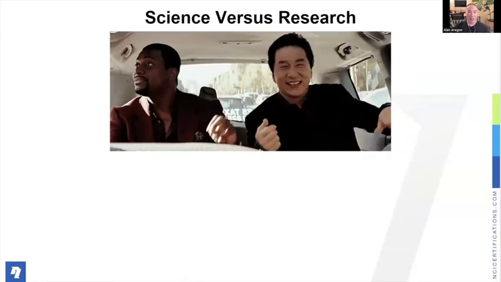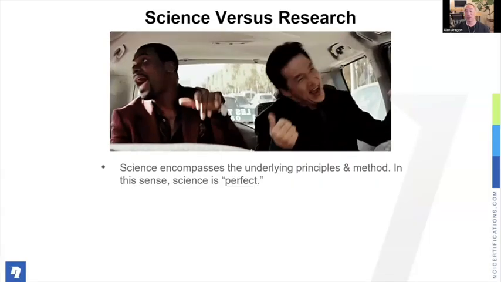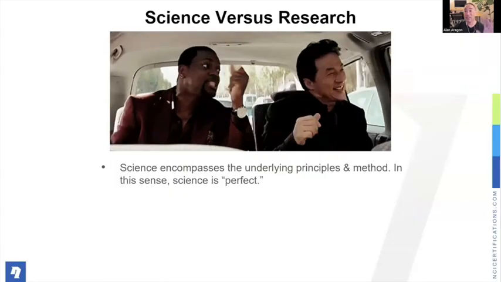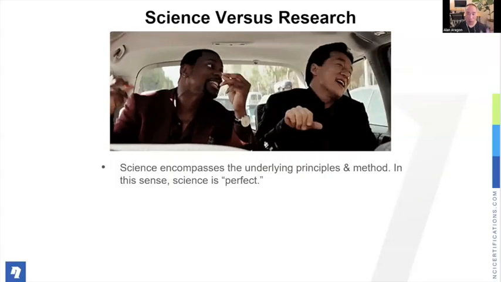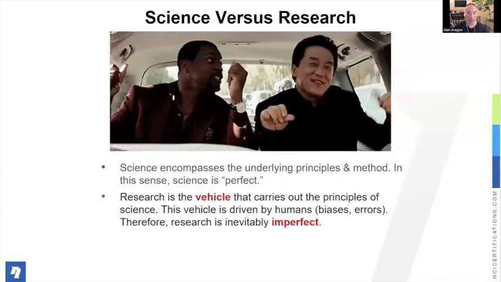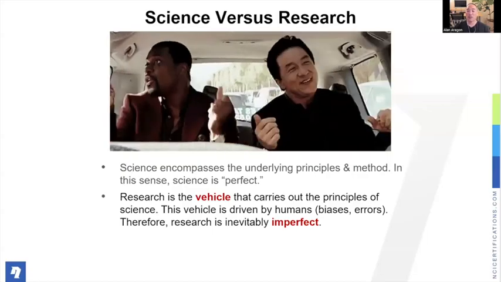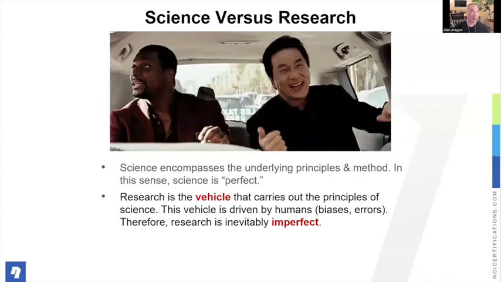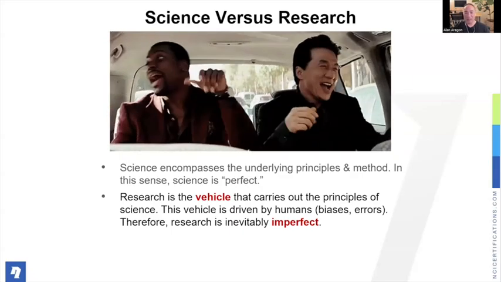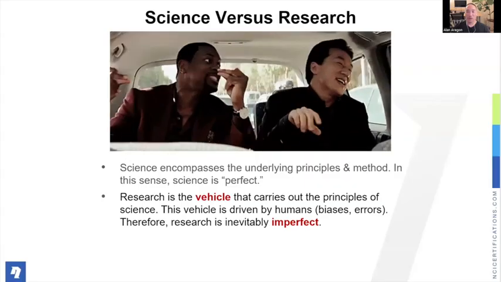It's important to make a distinction between science and research. Science encompasses the underlying principles and method, and in a sense, because it's a set of guiding principles, it's perfect, in quotes. Science itself as a set of principles is perfect. However, what's not perfect is research. This is because research is the vehicle that carries out the principles of science, and research is a human-driven vehicle. That means it's got all of the biases and the errors that humans inherently possess, and therefore research is inevitably imperfect.